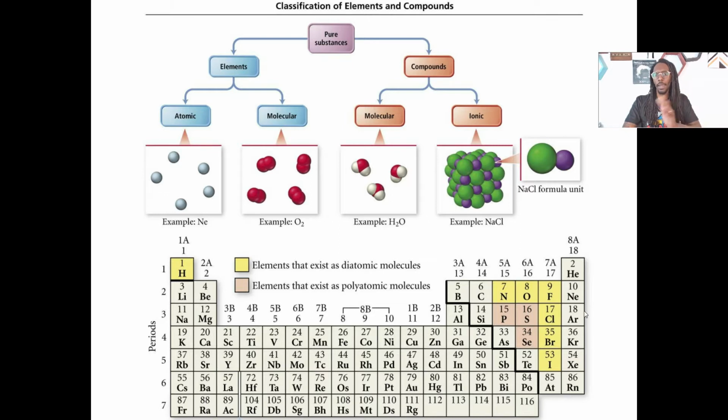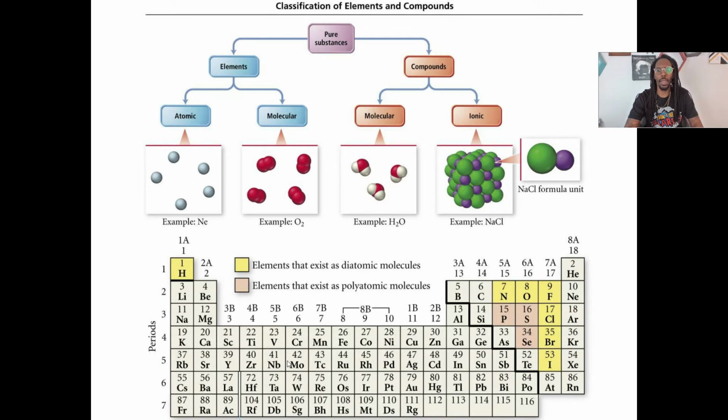Everything towards the right is going to be a non-metal. Everything towards the right of this dark line here, non-metals. So carbon, non-metal. Oxygen, non-metal. Neon, non-metal. So we can see we actually have more metals than non-metals. And this is how we know when we have a metal and a non-metal.